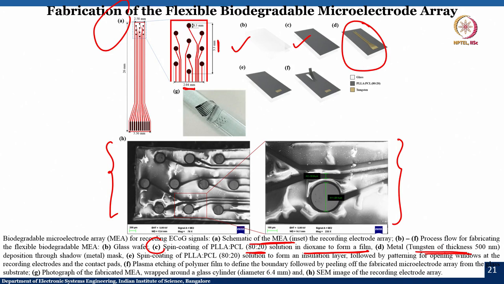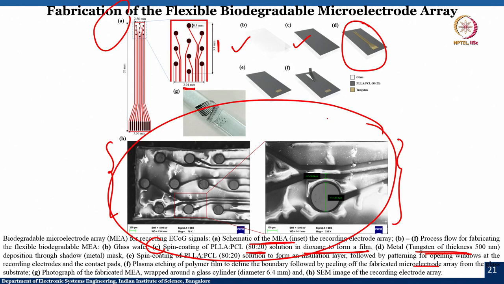So D is the metal deposition, followed by E, which is spin coating of PLLA PCL again to form an insulating layer, followed by patterning of opening windows at the electrodes and contact pads. Finally, plasma etching of the polymer film to define the boundary, followed by peeling of the fabricated microelectrode array from the substrate. The photograph of the fabricated MEA wrapped around a glass cylinder and SEM image of the recording electrodes are shown in this figure. You can see that G shows the actual photograph and H shows the SEM image. The electrodes which are not shiny are conductive.